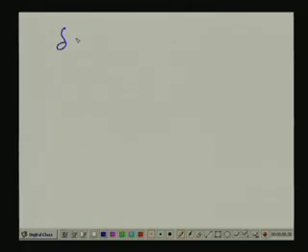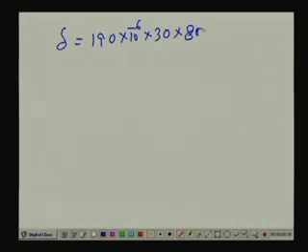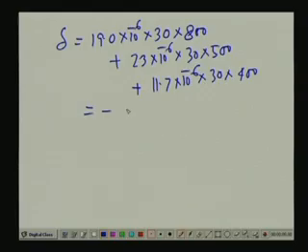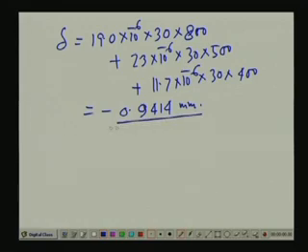So, if we compute the value of the deformation delta, this is equal to 19.0 into 10 to the power minus 6 into 30, which is the temperature, times the length, alpha L delta t, plus 23 into 10 to the power minus 6 alpha times t times L, plus 11.7 into 10 to the power minus 6 into 30 into 400, and this gives us a shortening of 0.09414 millimeter.